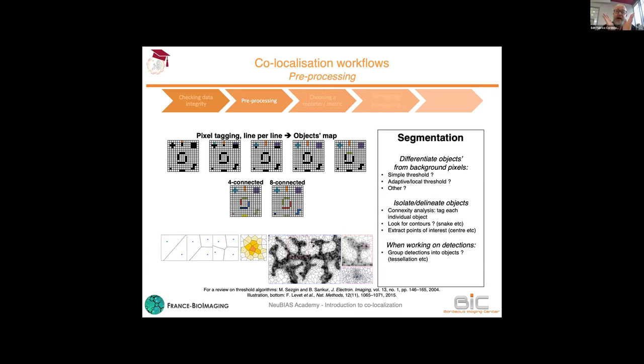Then, of course, you will have to isolate and delineate the objects. You will have to group the pixels into objects. This is the connectivity analysis. Maybe you would like to work rather on contours, so you will have to work on snakes to try to isolate the contours. Once you have the objects, especially if you've got some really small objects relative to the resolution, you may want to work not on the objects directly, but summarize the objects as points of interest, for instance, the centers. And I will show you some methods that work from that.